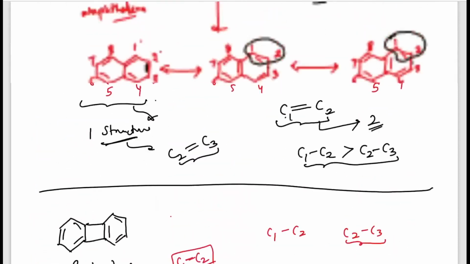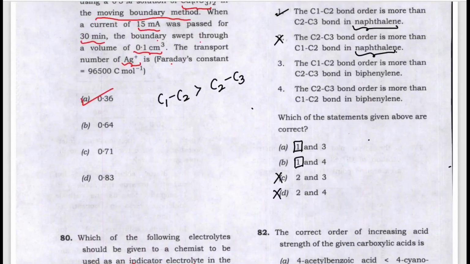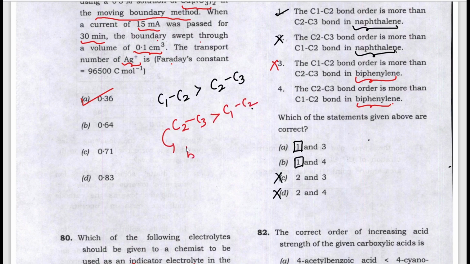So in these options, if we compare the third and fourth statements, the third statement for biphenyl is incorrect because the carbon 2 and carbon 3 bond order is greater than carbon 1 and carbon 2 for biphenyl, and this is for naphthalene. Clear? So this statement is correct. So the first and fourth statements are correct. So B is the correct answer to this question.